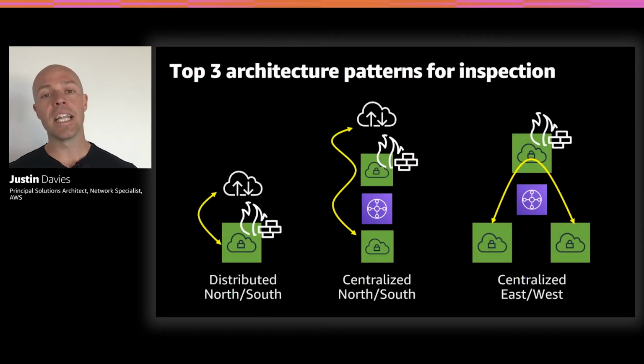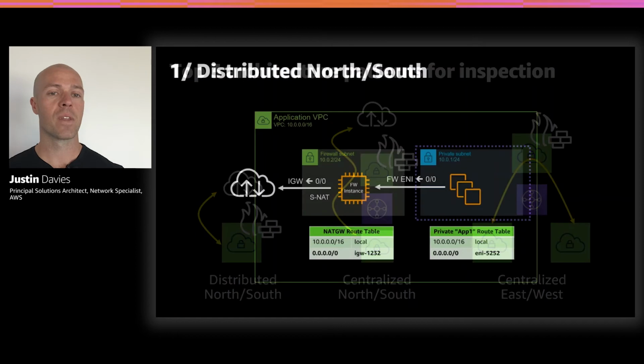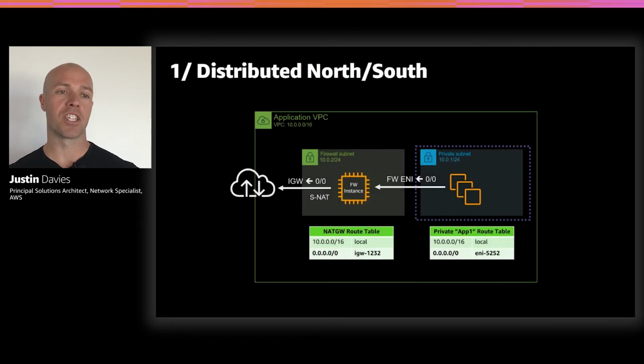Customers that are running inline appliance-based firewalls today typically fall into these three architecture patterns: distributed north-south, which is basically internet or outside of AWS bound; centralized north-south; and centralized east-west communication, which is basically inter-VPC inspection. The first one is the distributed north-south inspection and enforcement. This is basically inspecting traffic entering or exiting a single VPC over the internet, VPN or Direct Connect. Each application VPC has a firewall appliance, and it's hopefully per AZ, and it's probably running something like S-NAT.